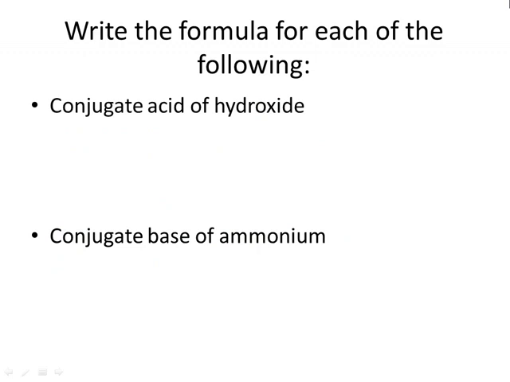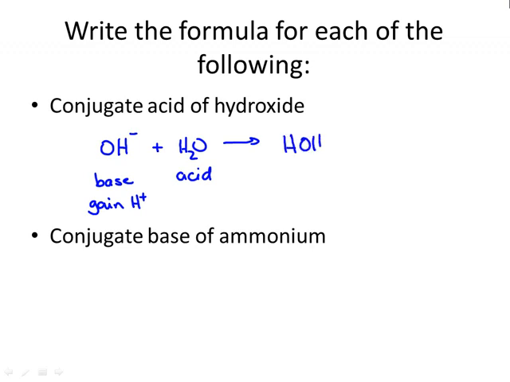Let's write the formula for each of the following. We want the conjugate acid of hydroxide. So think of this as, if we're asking for the conjugate acid, then hydroxide must be my base. And again, I'm just going to add it to water to see what happens. So if hydroxide is my base, then water has to be acting as my acid. And my base will gain an H plus. So that means over here I should have HOH, otherwise known as water.